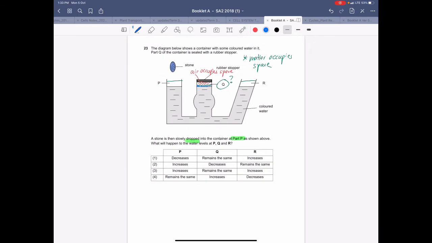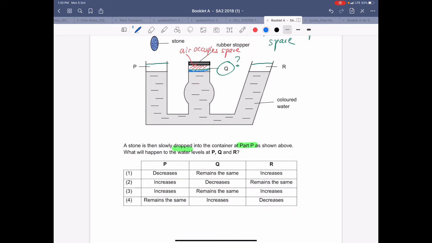So we know that for P and R, there's definitely an increase. So straight away, anything with decrease is wrong. Remains the same is wrong. So straight away, options 1 and 4 are out. Let's look at R. R increases.